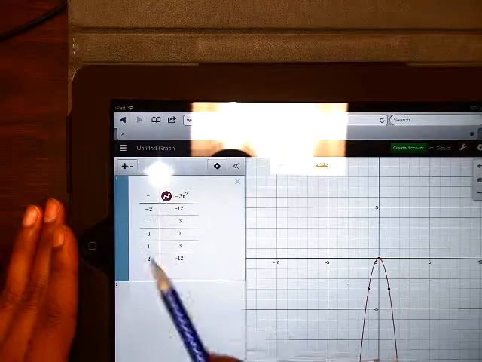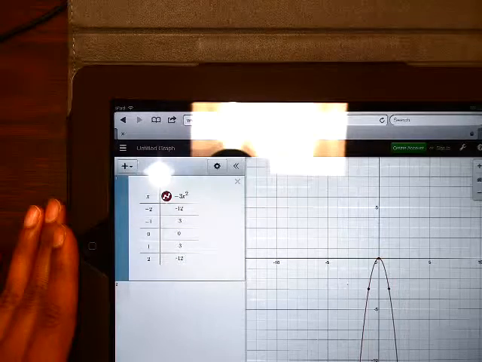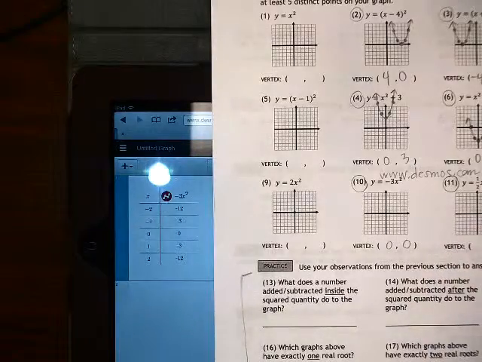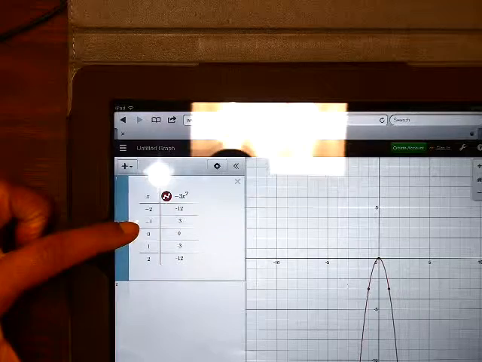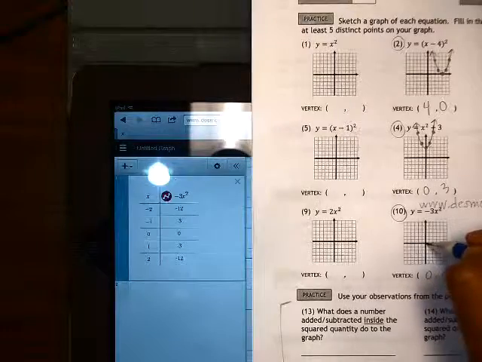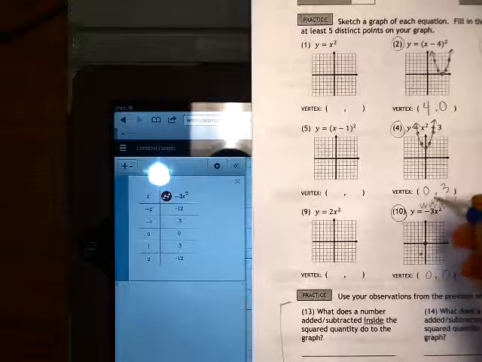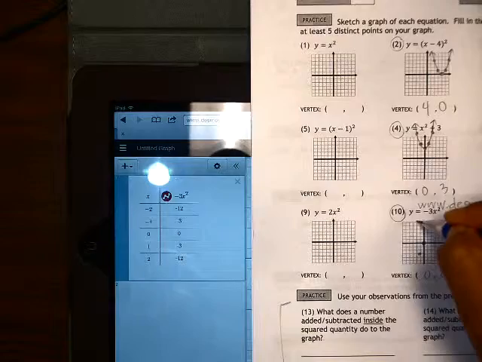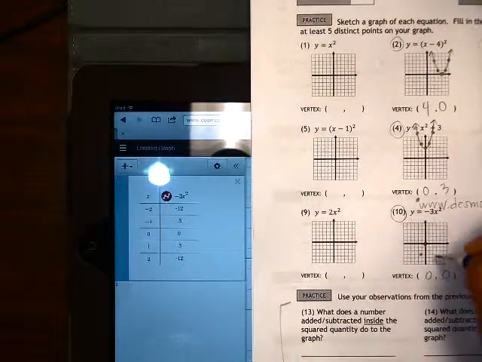Just like we saw in the graphing calculator, this gives you a table of values centered around the vertex. So my vertex on this one is at 0, 0. And I'm going to plot these other points on my graph. So 0, 0, negative 1, negative 3, negative 2, 12. Since I didn't scale the graph, this is going to go way off the graph. So negative 2 and then 12 would be all the way up here somewhere. And then 1, 3.